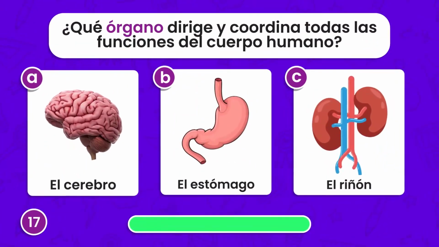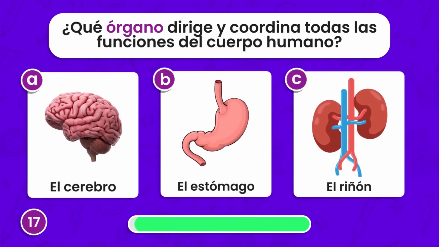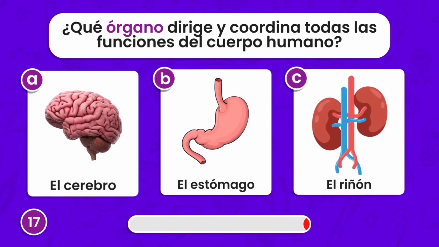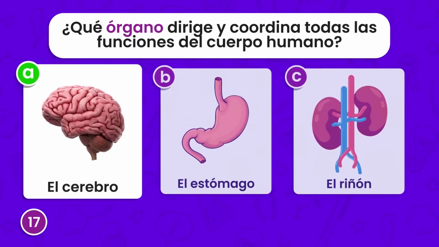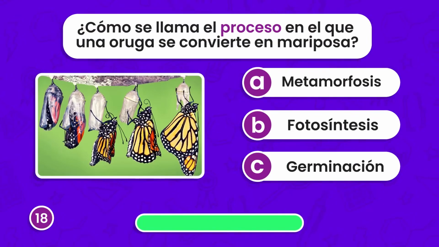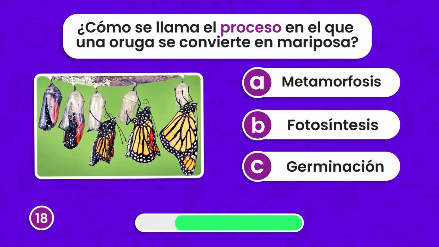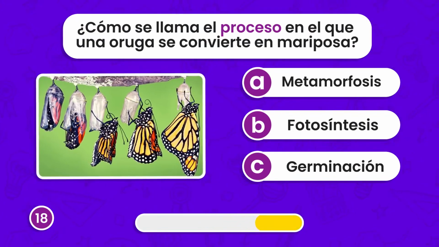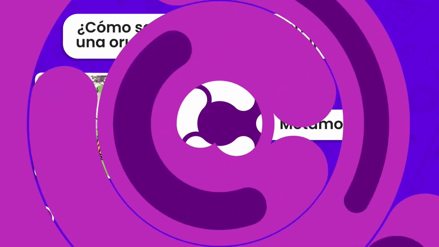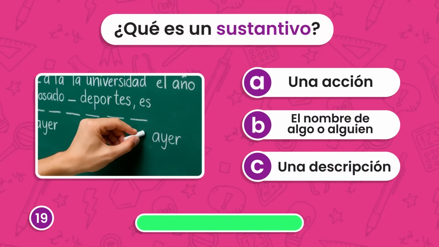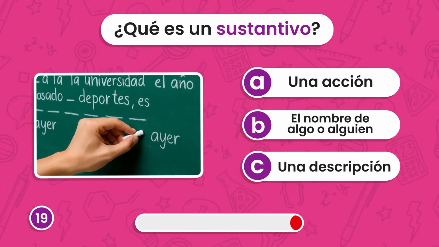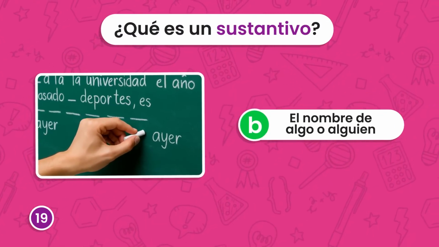Which organ directs and coordinates all the functions of the human body? The brain. What is the process called in which a caterpillar turns into a butterfly? Metamorphosis. What is a noun? The name of something or someone.